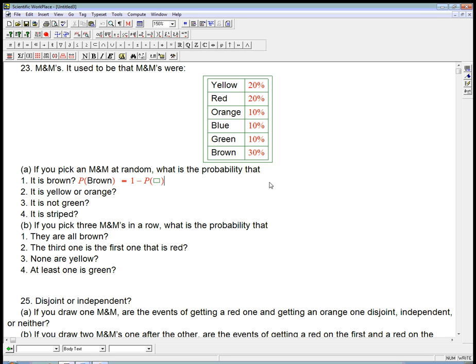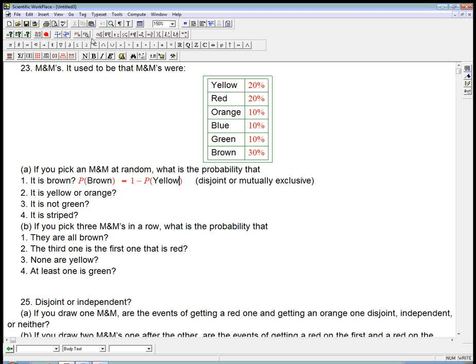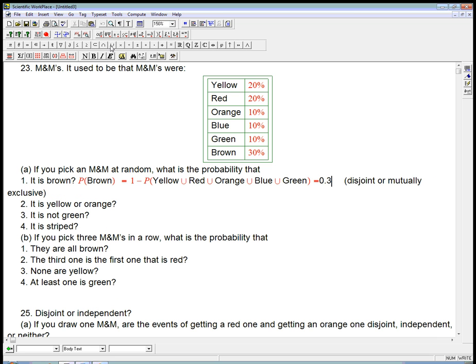Okay, so let me put a little note. Disjoint, or another phrase is mutually exclusive, that they exclude each other. If you know it's yellow, that excludes the possibility of it being red. So we could do it in equations as this: yellow, or, and the or is the little union symbol, red, or orange, or blue, or green. And that, of course, is 0.3 or 30%. So we've really used an important principle here, the disjointness of these possibilities.